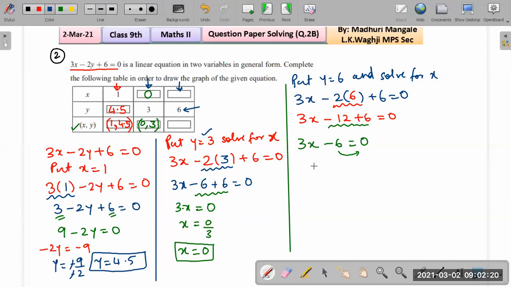So that will be 3x minus 6 moves to that side. It will become plus 6, correct? And then we have to get rid of this 3. 3 is in multiplication. It moves to that side. It will be division. So x equals 6 divided by 3. We get x equals 2. Isn't that easy? And remember, this is the same to same.